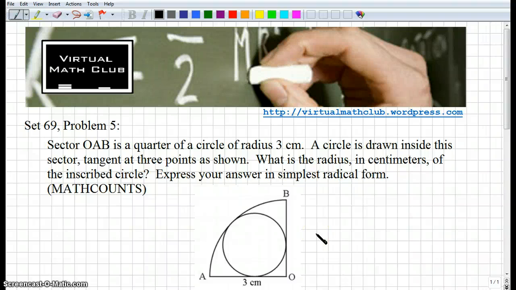All right, sector OAB is a quarter circle with radius 3 centimeters. And a circle is drawn inside this sector tangent at the 3 points shown. Okay, so it's tangent here and tangent here and tangent here. What is the radius in centimeters of the inscribed circle? Express your answer in simplest radical form.